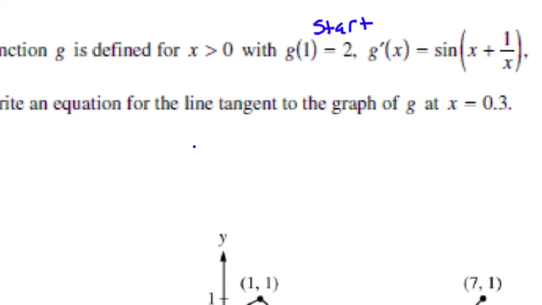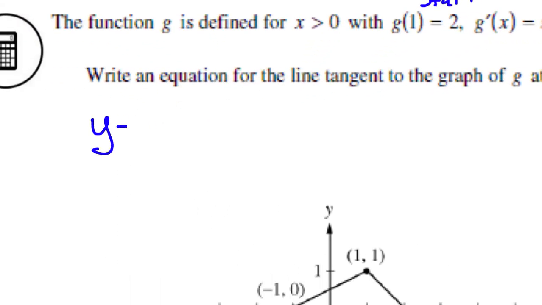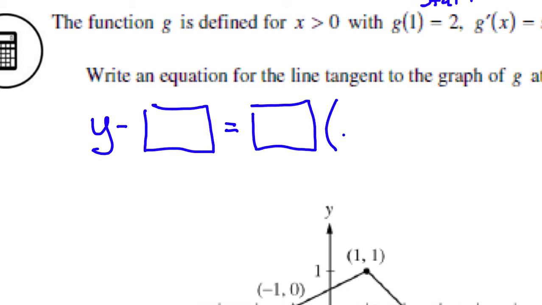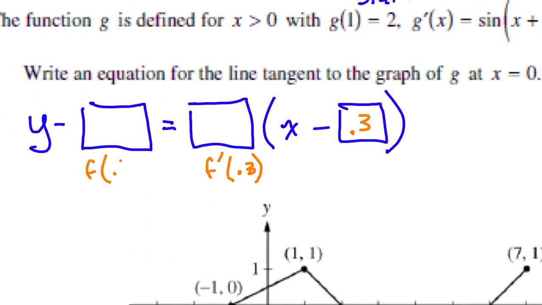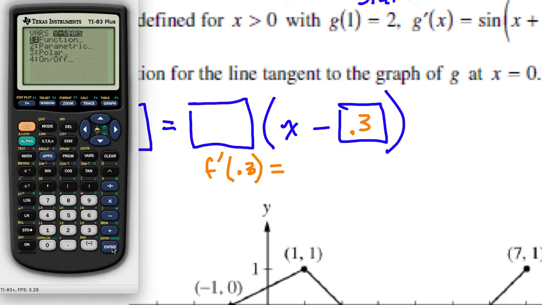X is 0.3. So just like we did before, y minus box is equal to box times x minus box. And we know what that x is. The x coordinate is just 0.3. And this is going to be f prime of 0.3, and this is going to be f of 0.3. So f prime of 0.3, again, you can just find that in the calculator. You just go vars right, enter, enter, your y1 of 0.3. And we get negative 0.472.